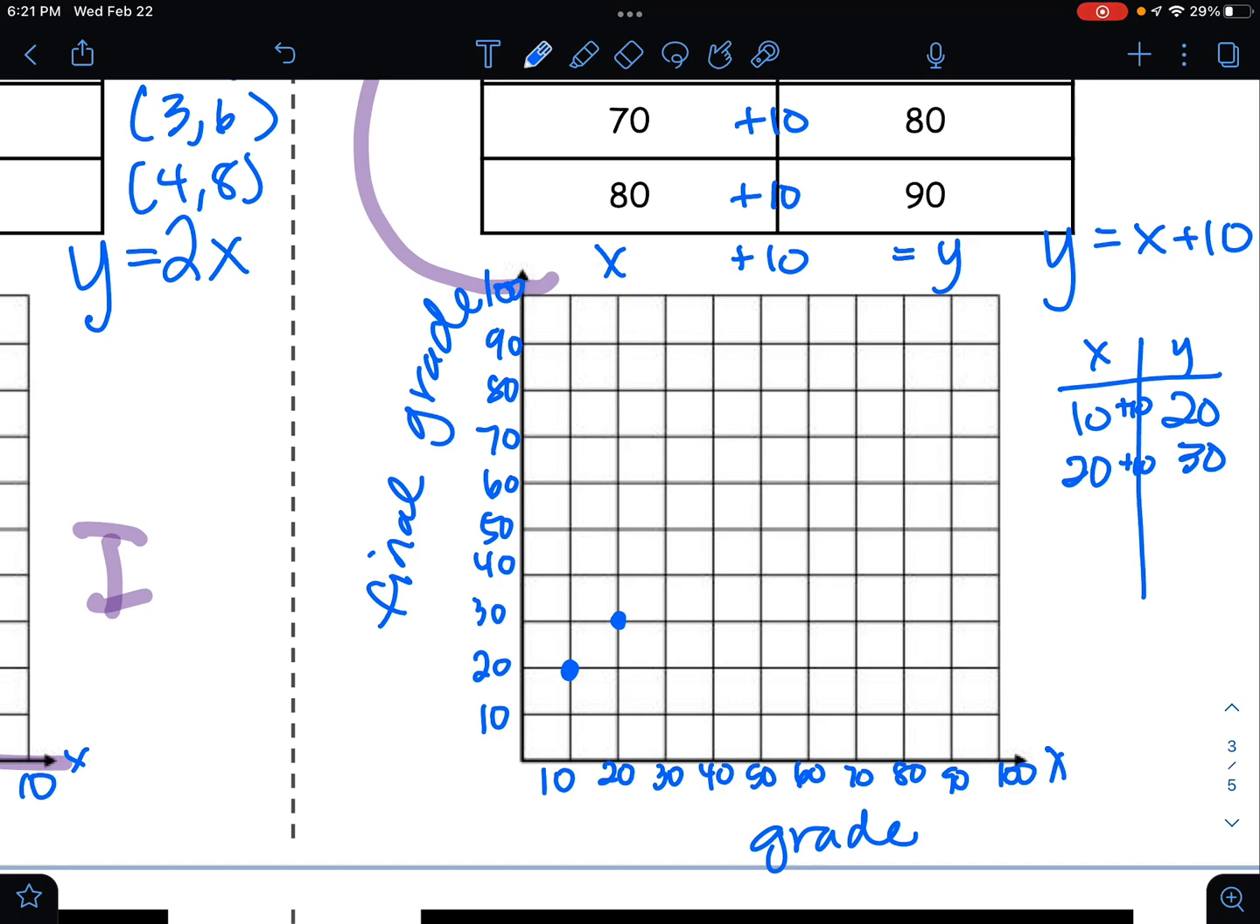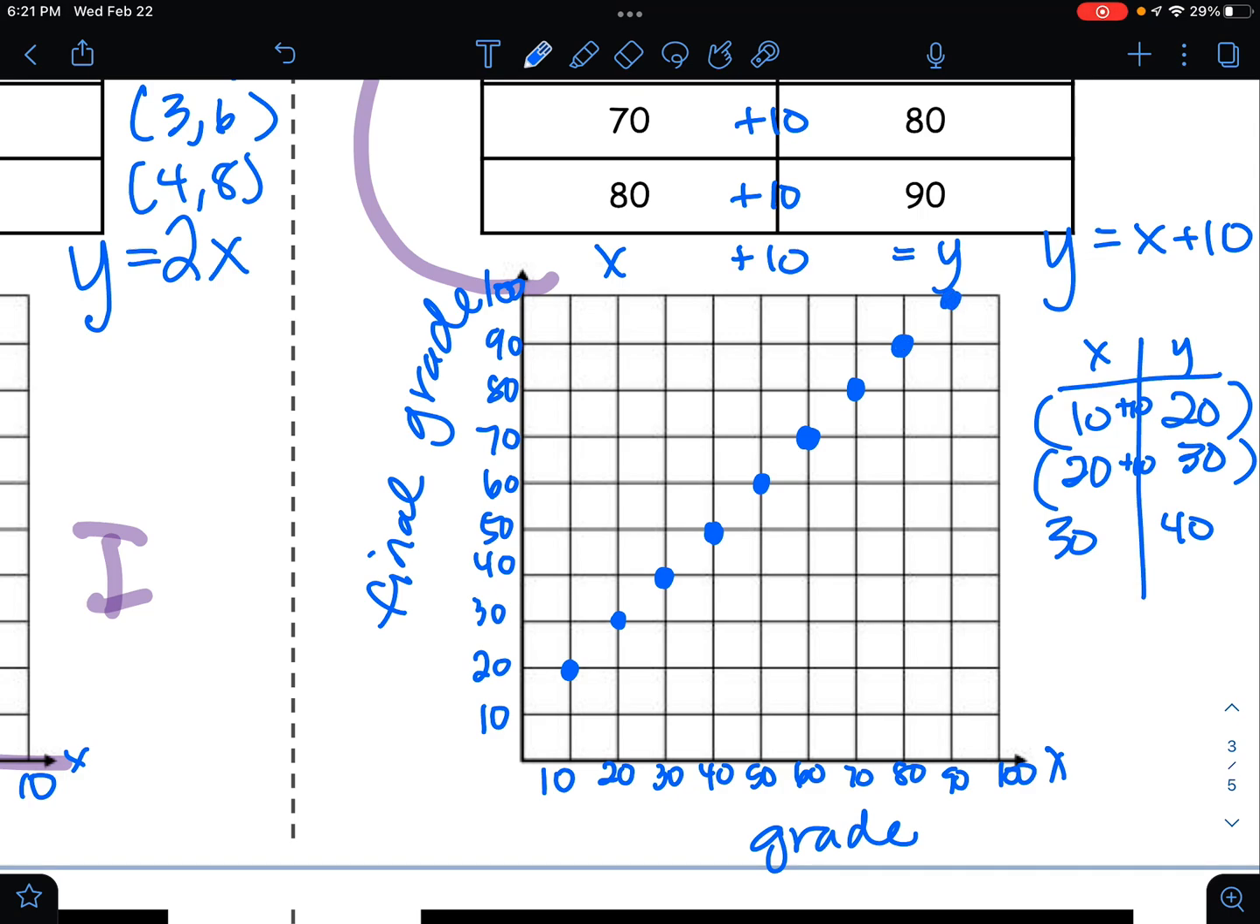Again, these are the ordered pairs. These are just ordered pairs. A 30 to a 40. We get the point, right? And look, as we're looking at it, it's going in the same direction. A 50 would be a 60. 60 would be a 70. 70 to an 80. 80 to a 90. A 90 would curve up to 100.